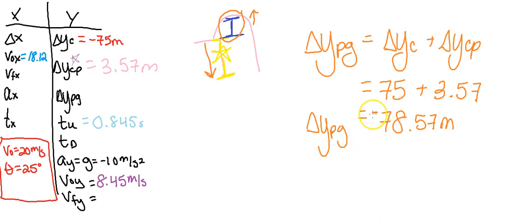But the delta y is going to be negative. And the delta y is negative because the object ultimately ends up falling from that maximum height downward. So the height above the ground is 78.57, but the delta y is negative 78.57.